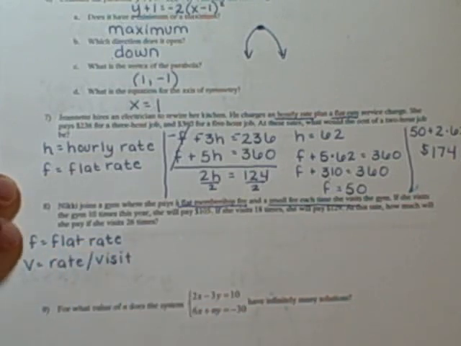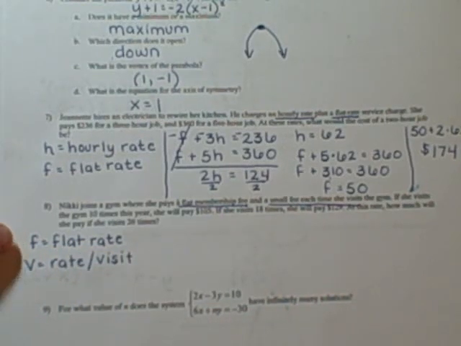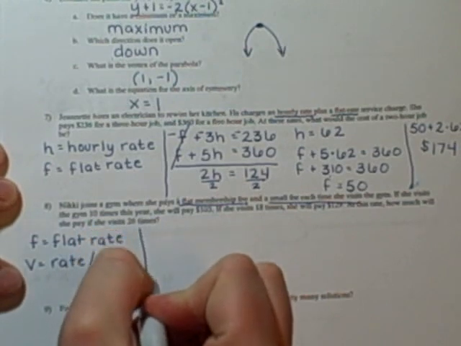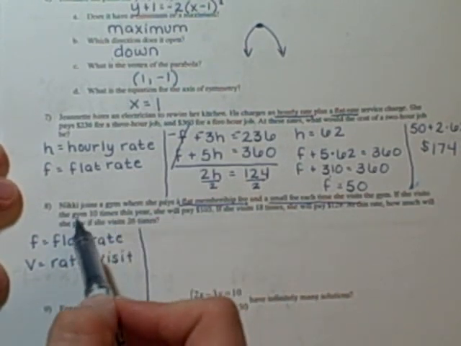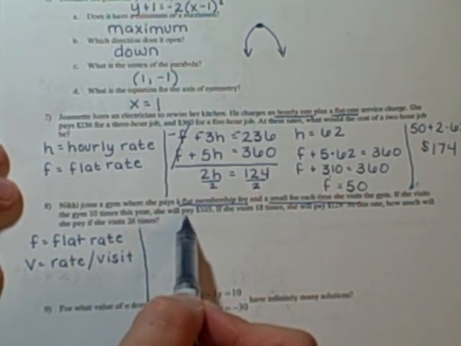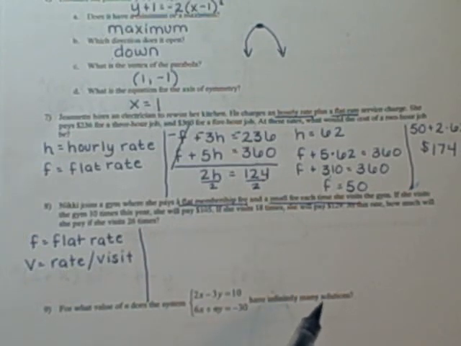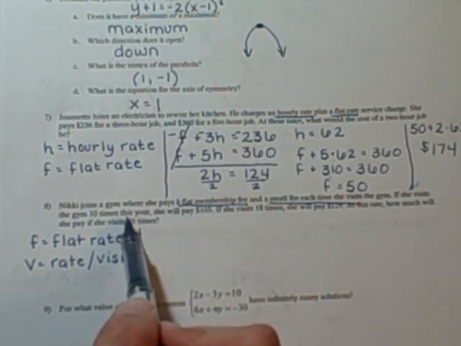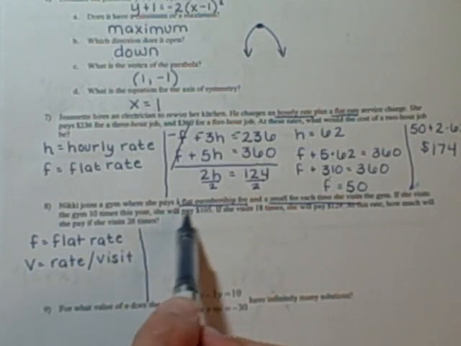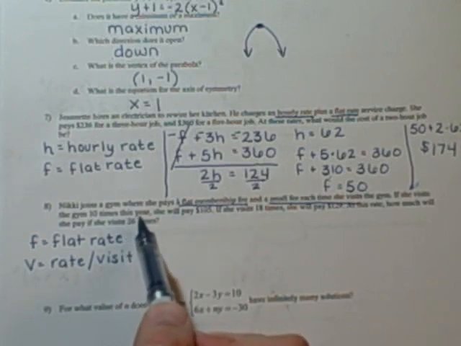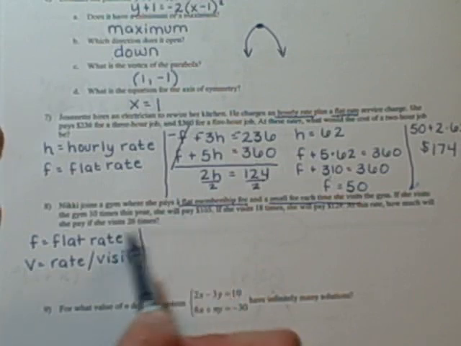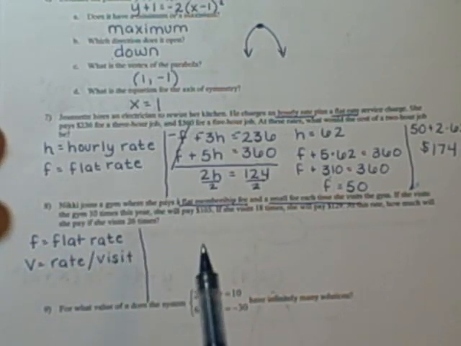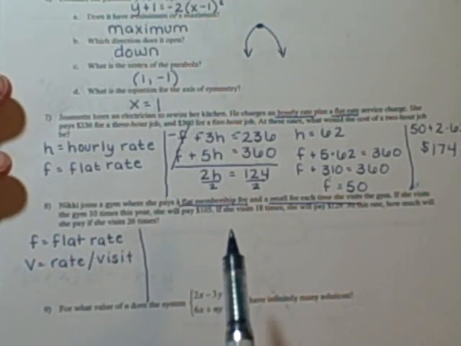Okay, so she pays this much just to join the gym in the first place, and then she has to pay a small amount every time she actually goes. So now, she visits the gym 10 times this year and pays $105 total. Remember that $105 does not just cover the 10 visits, because I see a lot of students wanting to just take $105 and divide by 10. This $105 covers the 10 visits plus the flat rate, and you don't know how much that flat rate is.